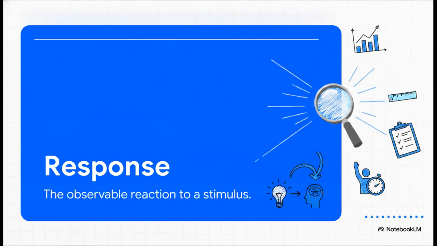And right on the heels of that is the second half of our equation, the response. This is the observable reaction to a stimulus. Think of it like accidentally touching a hot stove and immediately yanking your hand away. That's a response. Behaviorism interprets all learning strictly through this SR connection. In the very strict behaviorist view, if we can't physically observe the reaction, well, we can't measure the learning.